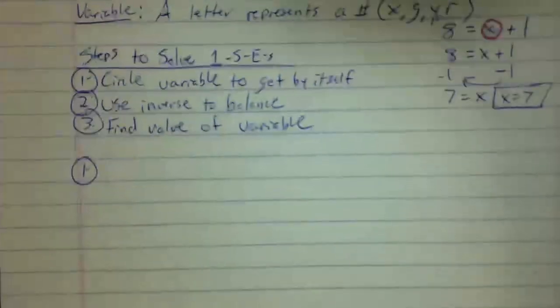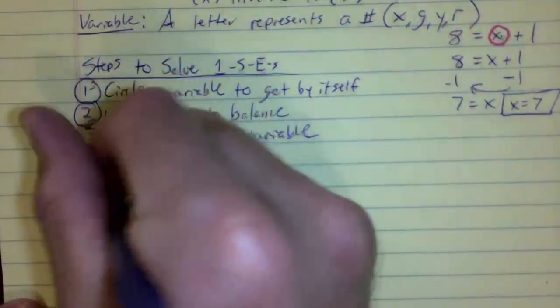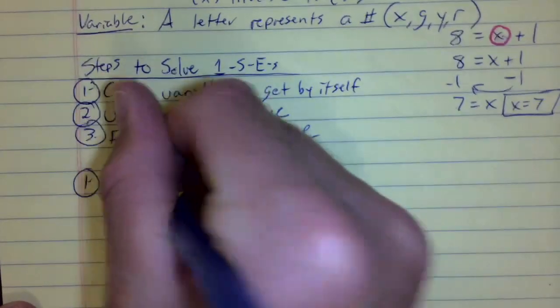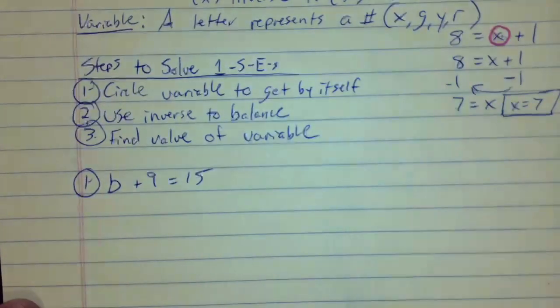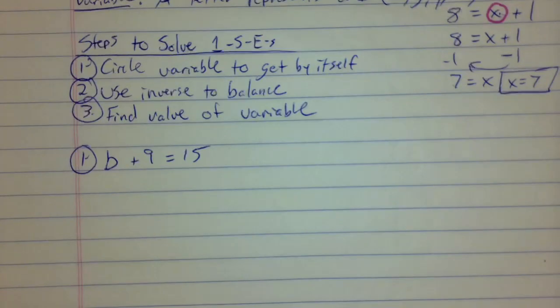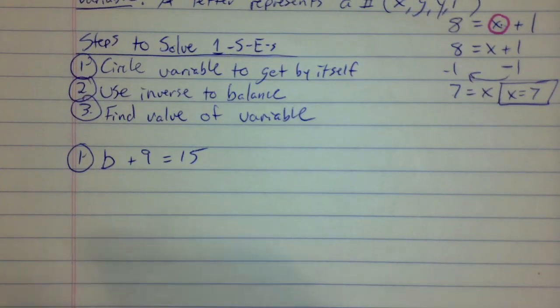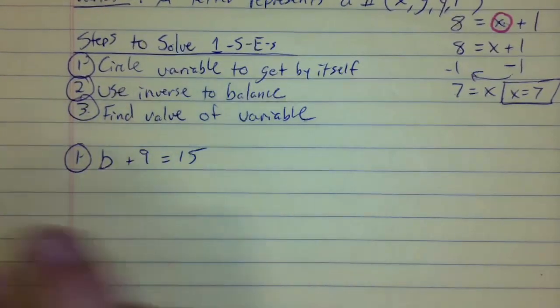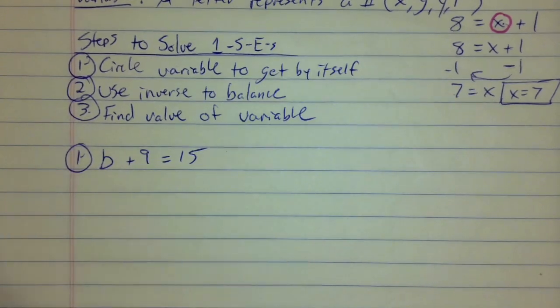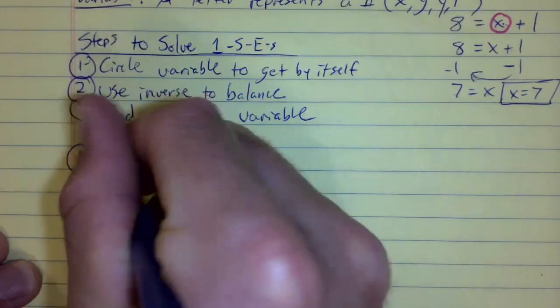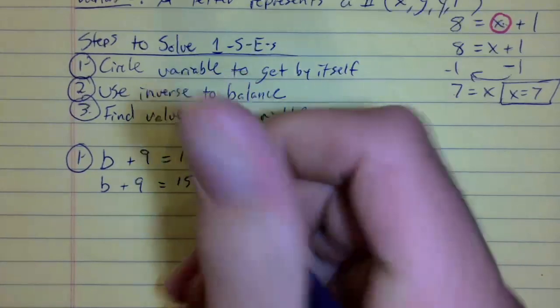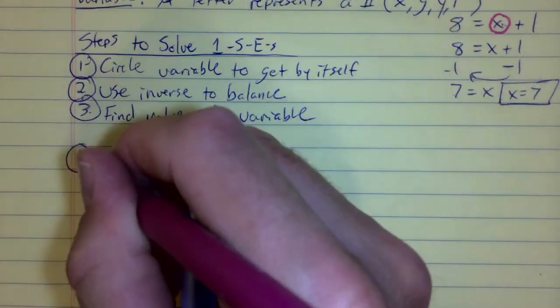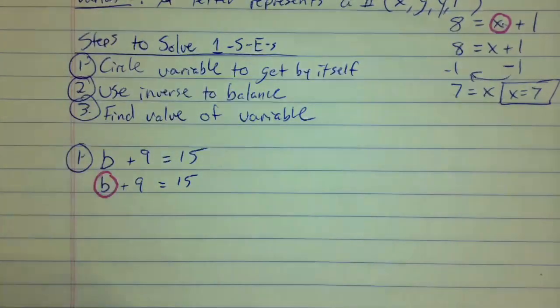Number one is b plus 9 equals 15. All right, and these are really cool just because it's fun to balance. You're trying to balance this equation. So just go ahead and rewrite it. B plus 9 equals 15. And circle that variable. That is the one we're trying to get by itself.